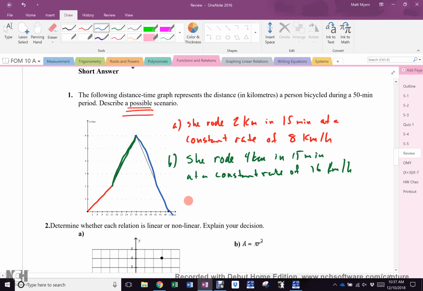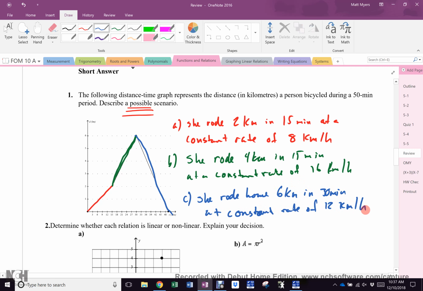And then what did she do here? She rode home, nice, at a constant rate, or 6K in how long? 30 minutes. She rode home 6K in 30 minutes at constant rate of 12 kmh. That is an A+ answer. In the new scale of marking, that I would give you 4 out of 4. Everybody understand?